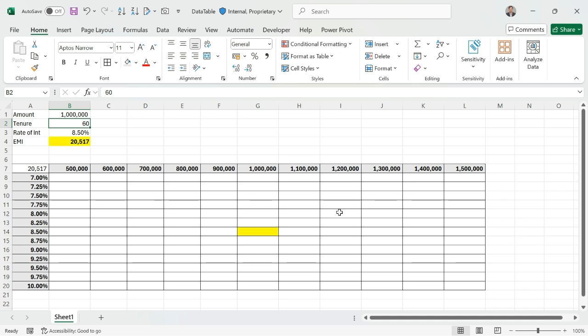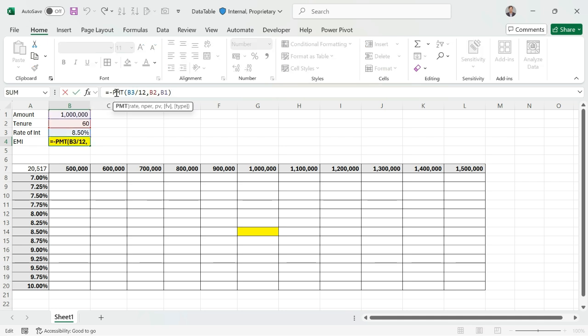So what I have here today is a quick example of the principal amount which we're going to borrow, the tenure for which we'd like to borrow it, what's the rate of interest being applied, and as a result, what is the EMI. The EMI is nothing else but a quick formula of equal to PMT, which is the rate of interest divided by 12, comma, the number of periods. In this case, we've considered 60, and the present value, which is about a million.